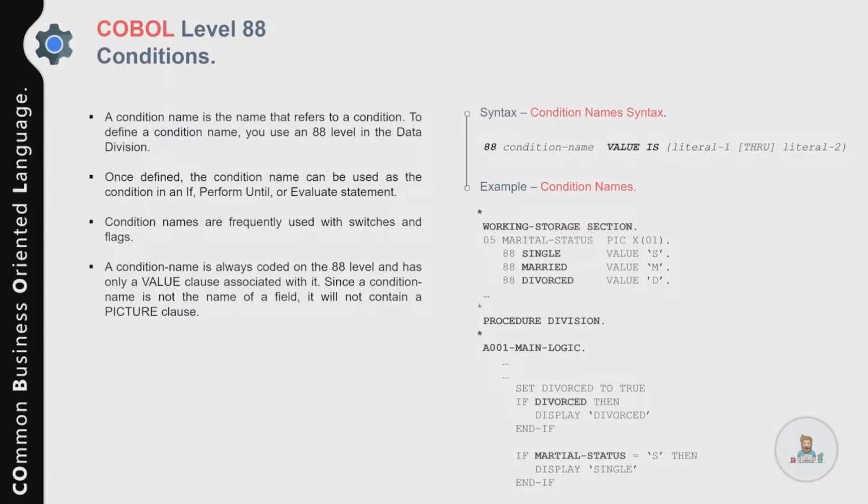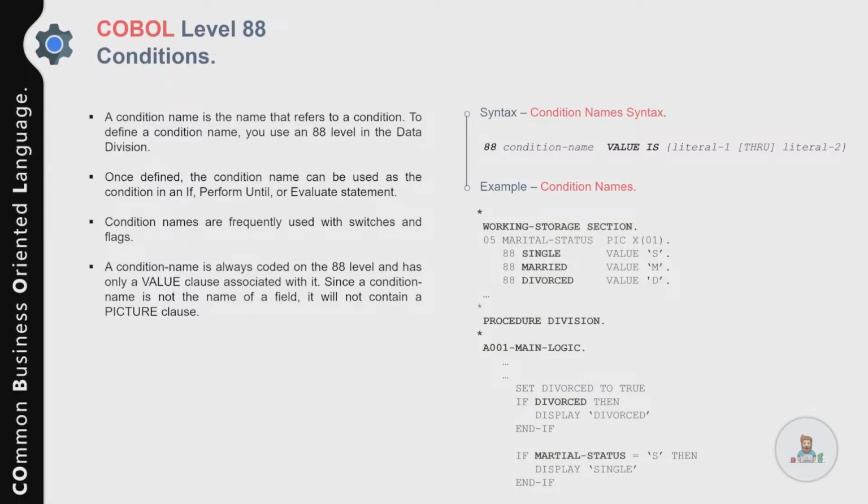Now let's talk about our example. So in the following example, we have defined a variable that is marital status with a length of 1 and the data type is alphanumeric. Now the three possible values of this particular variable are S, M and D.